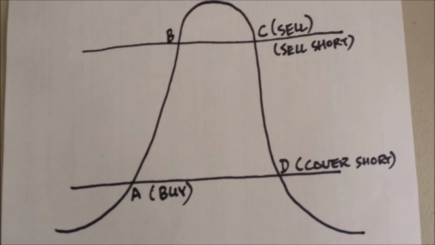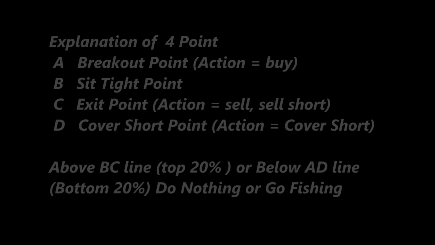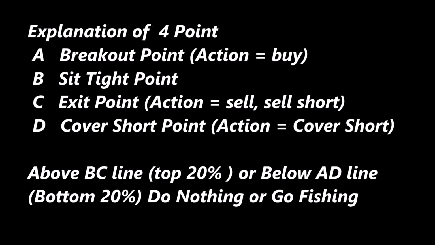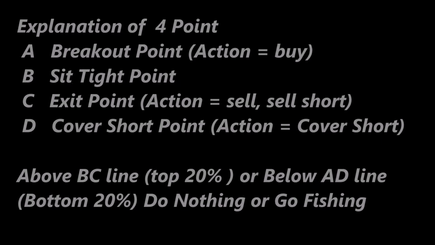This is graph number 3. You're going to add A, B, C, D on this graph. They are the intersection between the graph and the 20% bottom line and the 20% top lines. This is an explanation of the 4 points, A, B, C, and D.